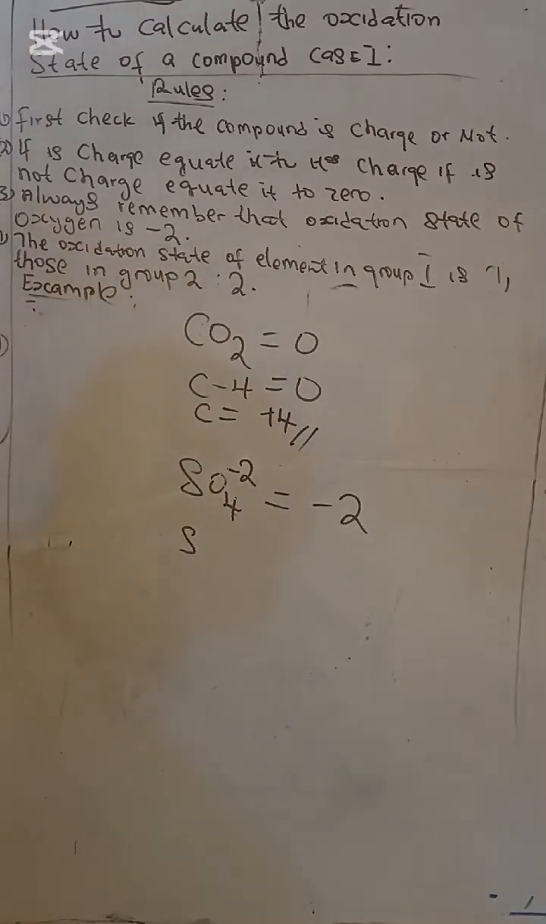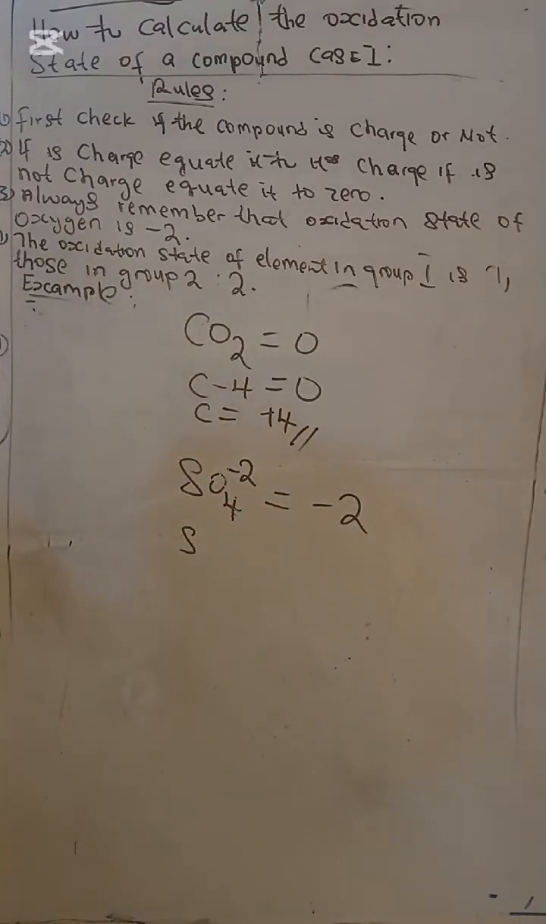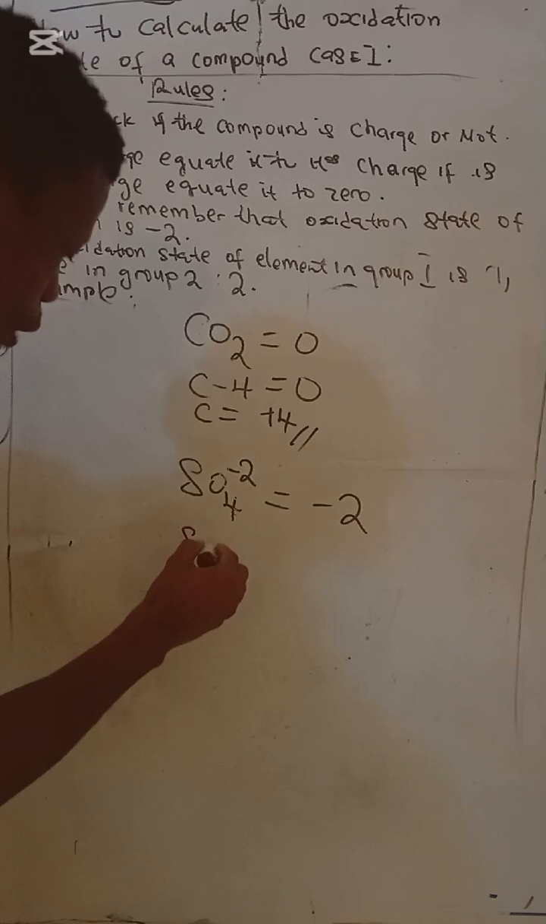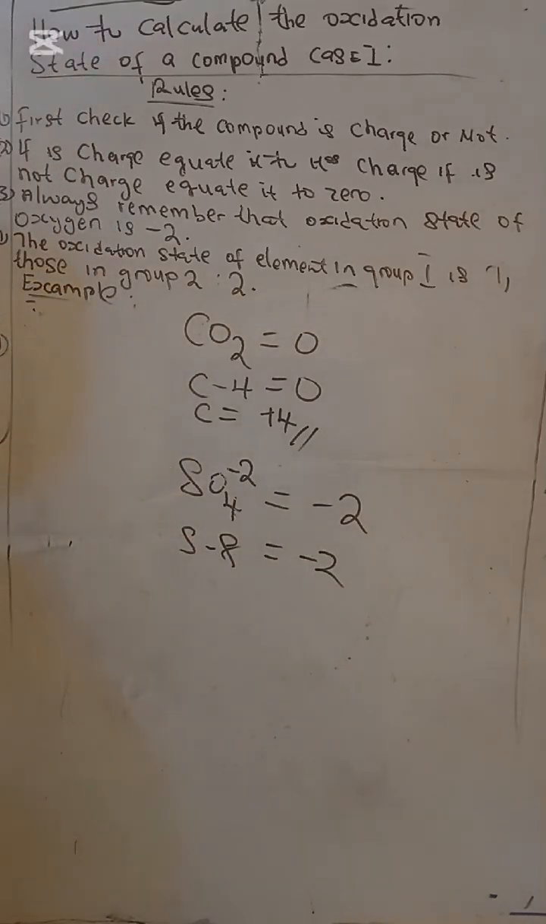Now look at this. You will come over here. This is oxygen. How many atoms of oxygen are in this particular compound? That is 4 atoms of oxygen. This 4 will always multiply the oxidation state of oxygen, which is always -2, it is constant. So 4 times -2 will give us -8, equal to -2.